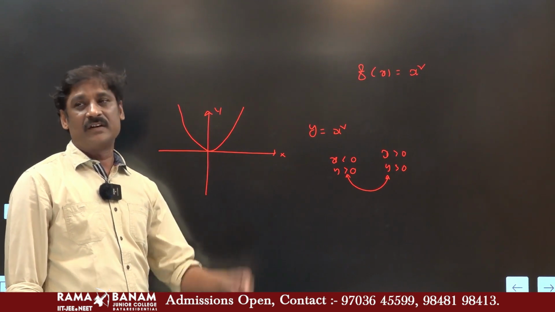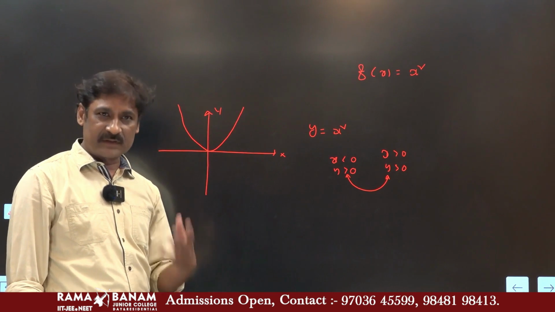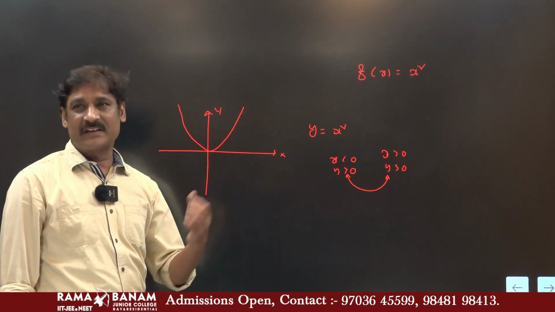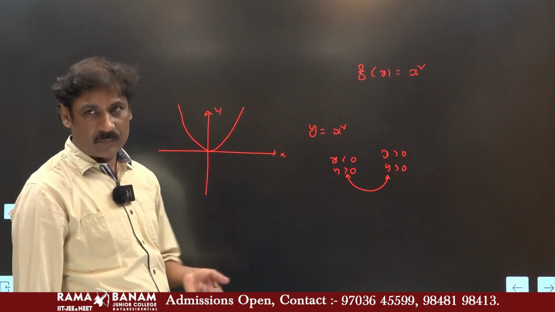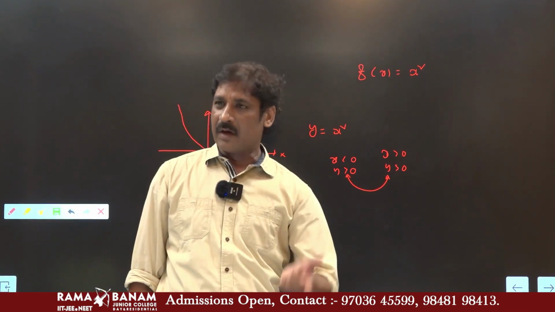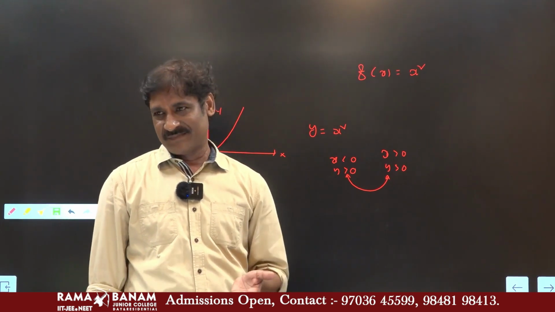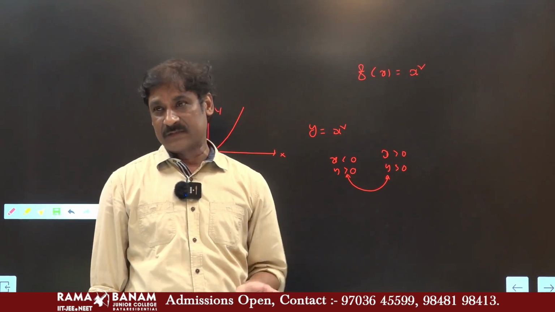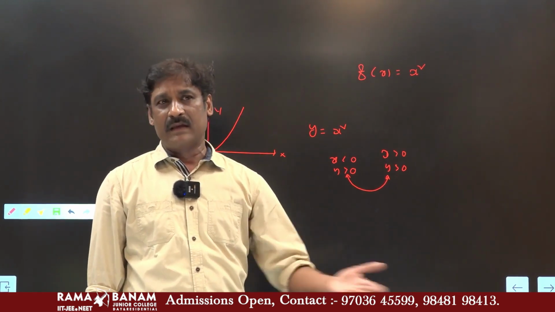There is another method also. Before drawing the graph of the function, we need to check whether it is an even function or not. The graphs of even functions are symmetric about the y-axis. Functions like x square plus 1 and cos x are always even functions.